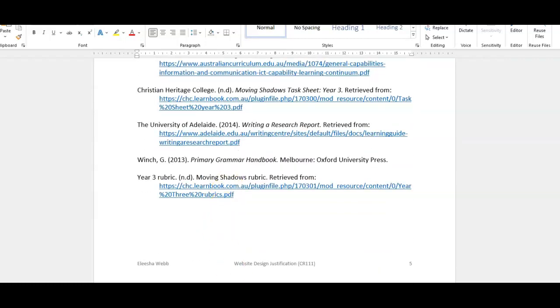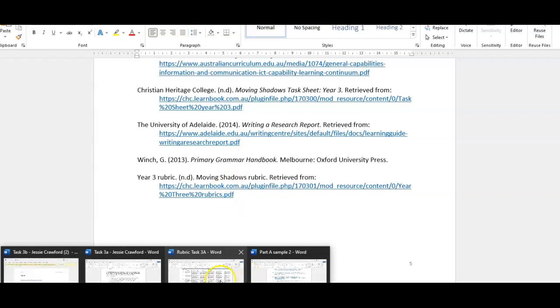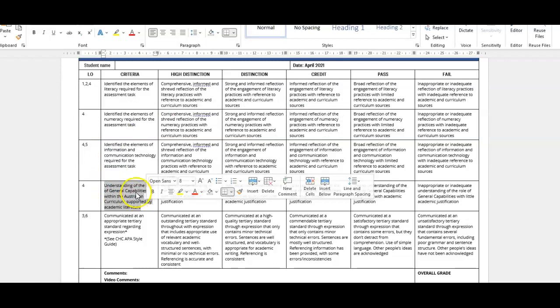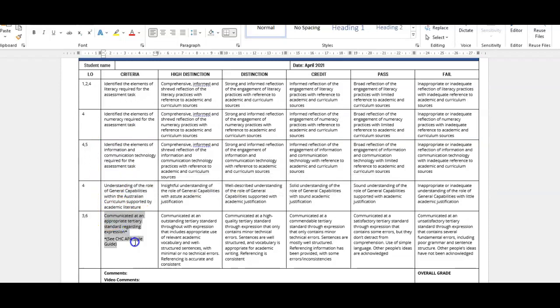So what does that look like in terms of the marking rubric that we're doing? I'm looking for, have you identified the literacy elements, the numeracy elements, the ICT elements? Have you given me some general understanding of the general capabilities, and are communicating well, in particular with regard to referencing, etc. So it ticks all the boxes in what is required in task 3A.